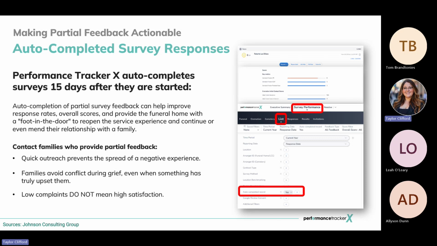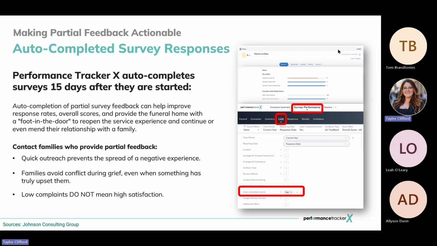We do overall staff and services, so not just the arranging funeral director, but everyone that they interacted with on site. And then we have an operations section: facilities and vehicles for funeral homes. And for cemeteries, it asks about the grounds, the pathways, walkways, flowers, all of that. So we were really intentional when designing the questions of this survey. Yes, it does take a little bit extra time for families to complete, but the data that they receive is invaluable.